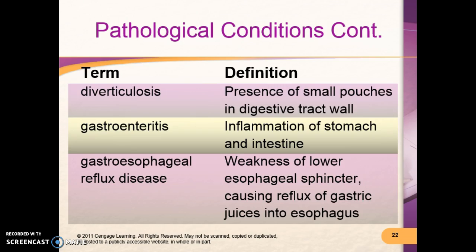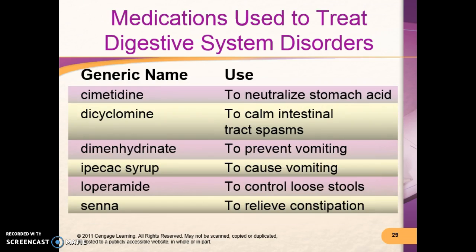Now, some of the different medications that are used within the digestive system are listed here. Cimetidine, dicyclomine, those types of things. And they list some of the different things that they're used for.